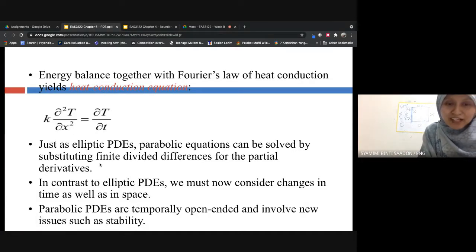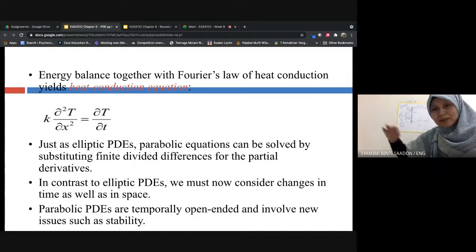Just like the elliptic equation, the parabolic equation can be solved by substituting finite divided differences for the partial derivatives, meaning we divide it into nodes like just now. Parabolic PDEs are temporally open-ended and involve new issues such as stability. There is a problem of stability, meaning the solution sometimes cannot be stabilized and changes very quickly.